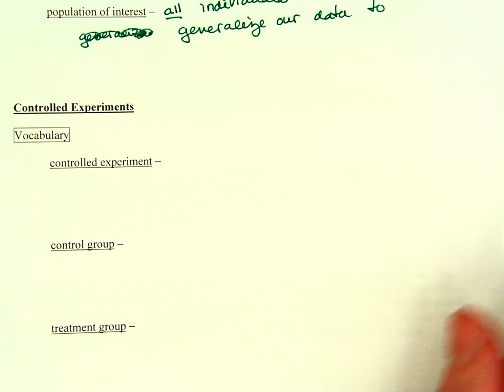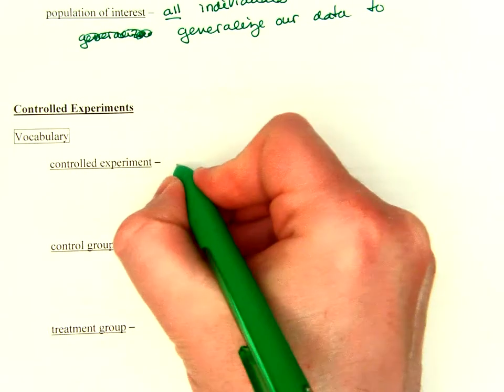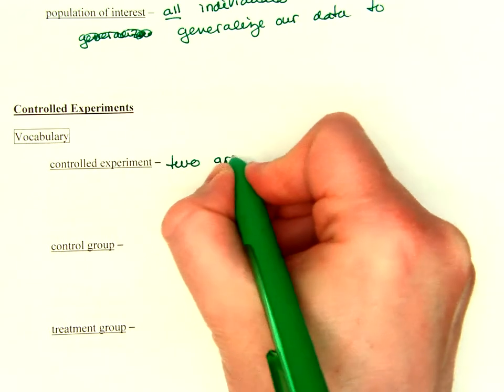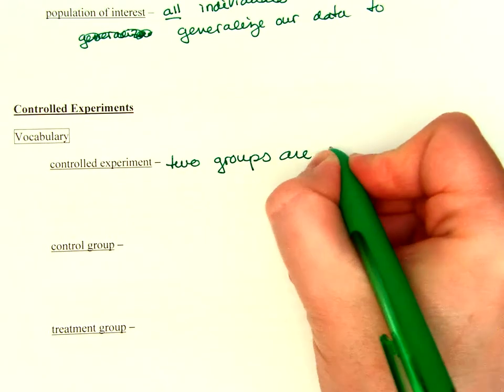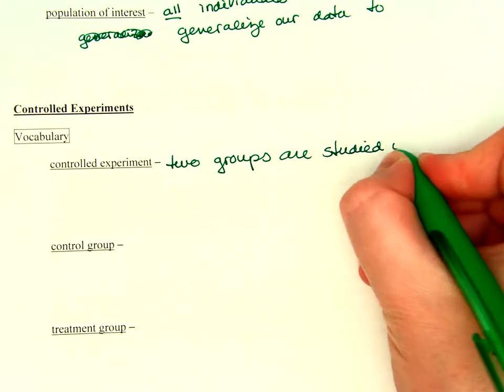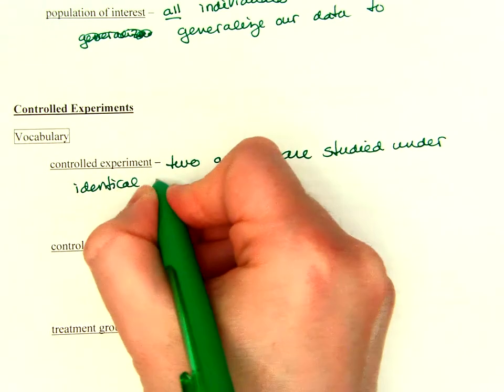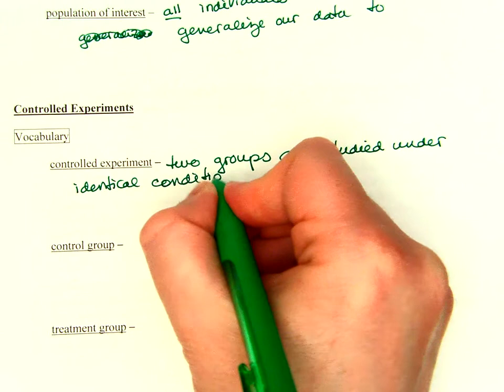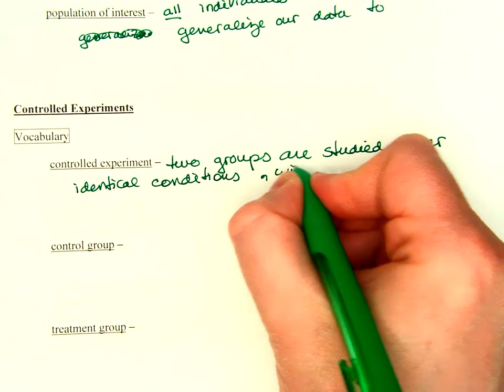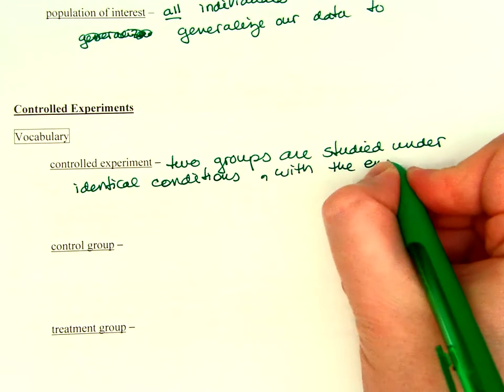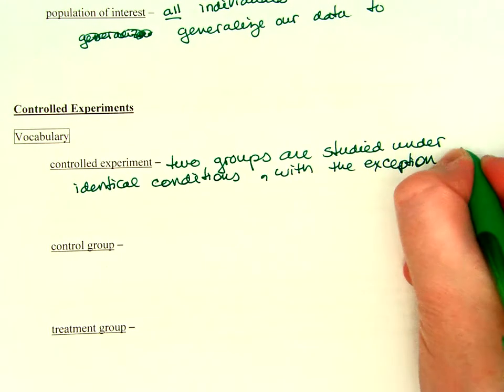As for experiments, we're going to focus on these things called controlled experiments, and I'm pretty sure you've talked about these in science class over the years. In a controlled experiment, two groups are studied under identical conditions with the exception of only one variable.